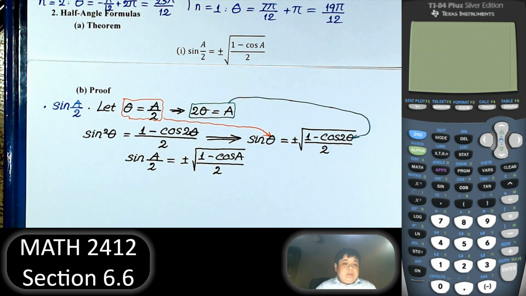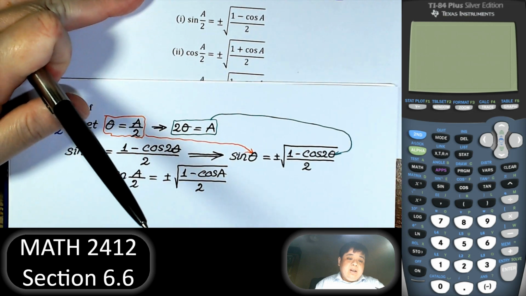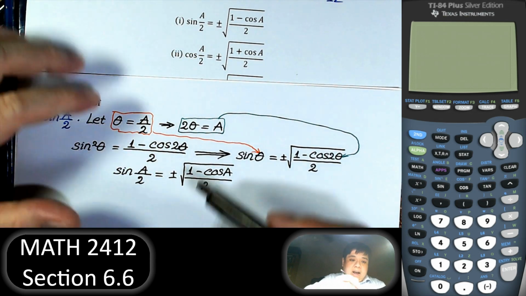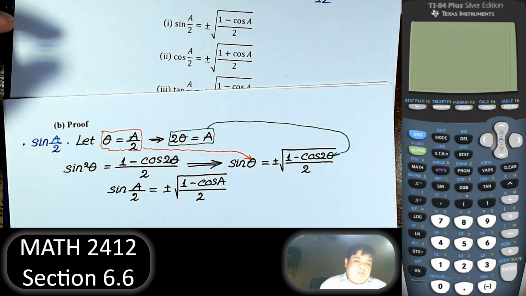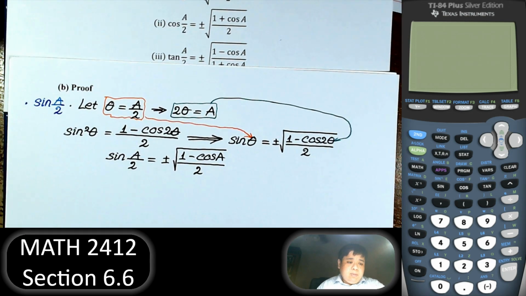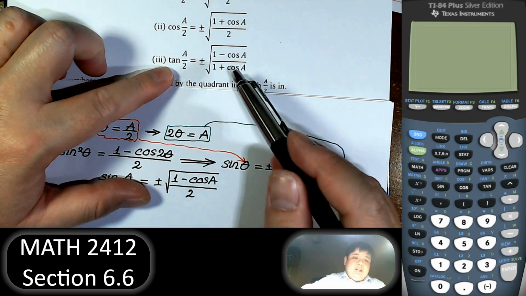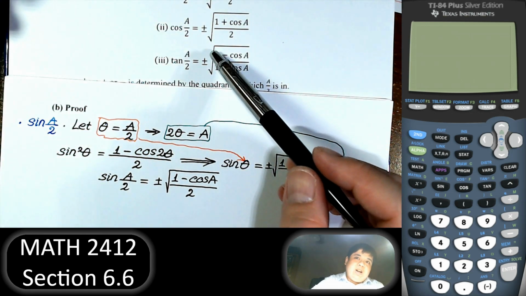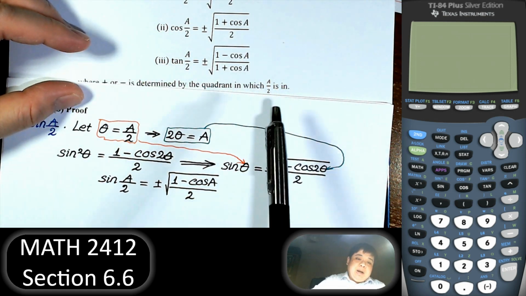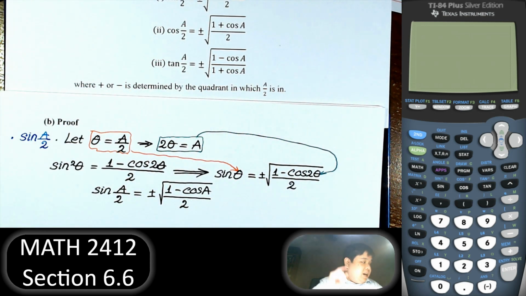So that's what we use. Of course, the same thing can be done for cosine of A over 2. Of course, power reducing and then replace the angle. So that's pretty much it. And then the tangent is equal to sine over cosine. So we just take sine divided by cosine and take the square root on both sides. So that's pretty much it. By the way, we revisit this at the end of the section.